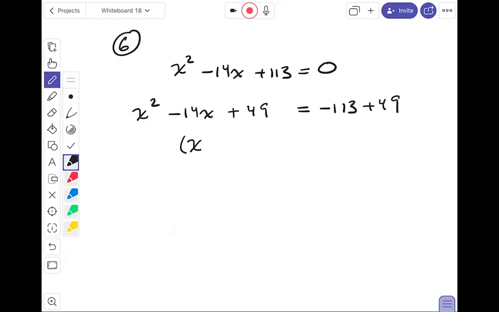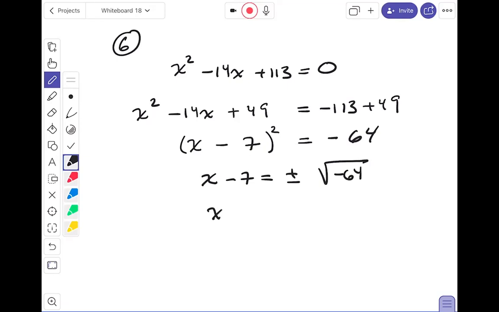Perfect square. Completing the square, you made a perfect square. So it's going to be x minus 7 squared. What do you get on the other side? Let's see, 51, 61, 64, minus 64. Okay, square root rule: x minus 7 equals plus or minus the square root of minus 64.